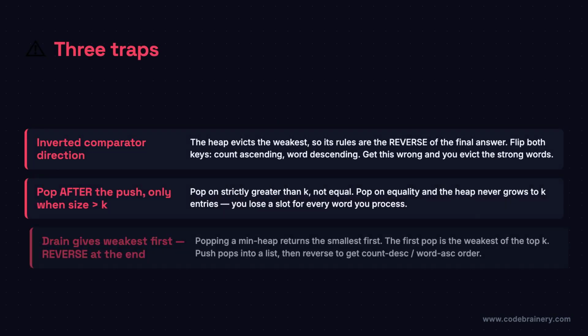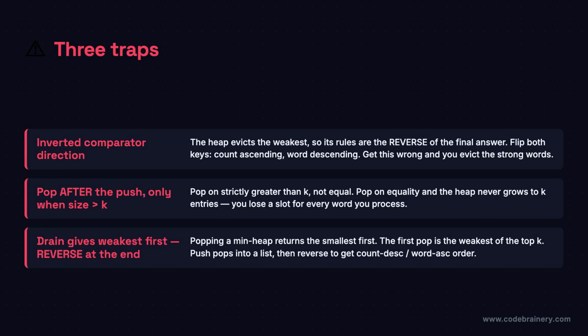Three traps that cost the offer. 1. The inverted comparator. The heap evicts the weakest, so its rules are the reverse of the final answer. Get the direction wrong and you evict the strong words and keep the weak ones. 2. The size check happens after the push. Pop only when the heap is strictly bigger than k, not equal to k. 3. Popping at the end gives the weakest first. You must reverse the pop list to get the answer in the right order.